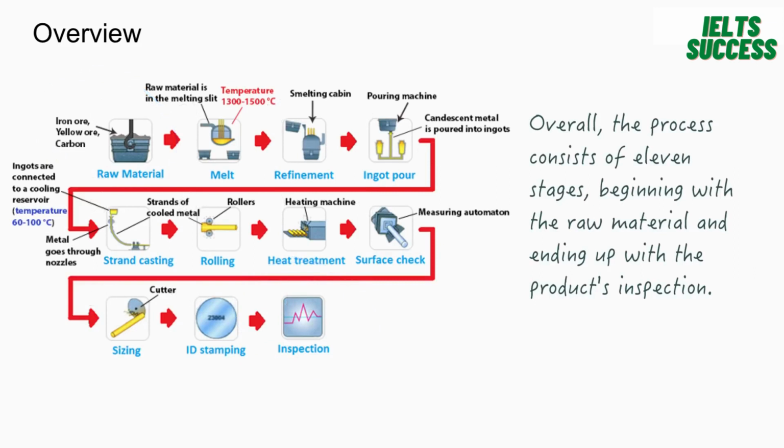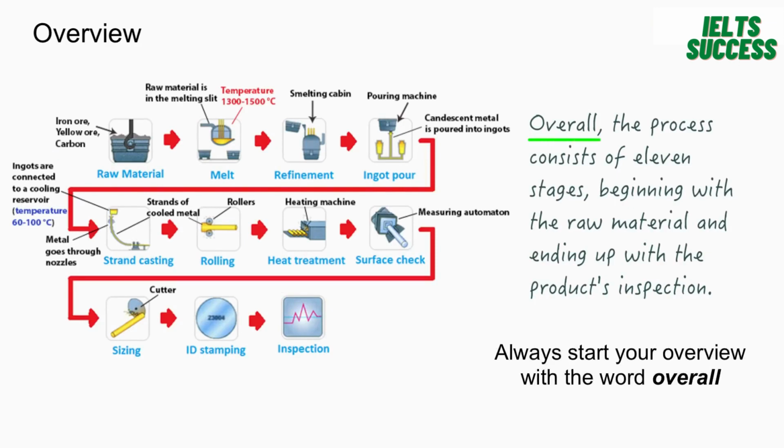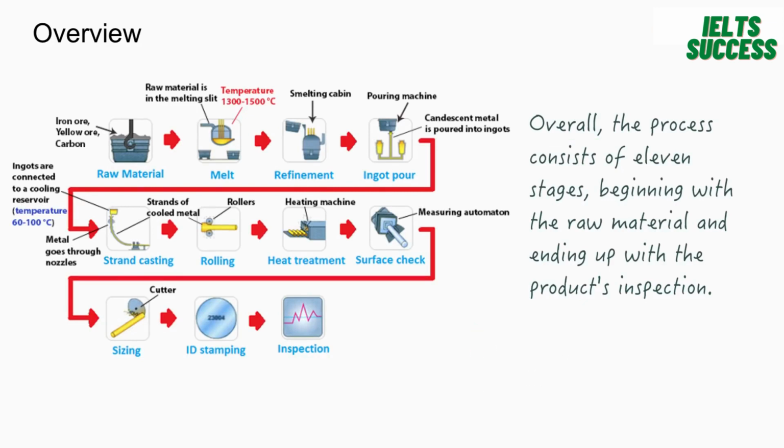As you see, the diagram's overview is quite short, only one sentence, and your overview should not be long too. One or two sentences is ideal. My first word for the overview is overall. Always start your overview with the word overall. It indicates to the examiner that you are going to describe general trends.